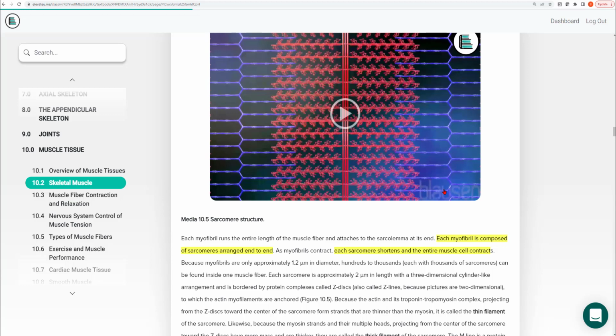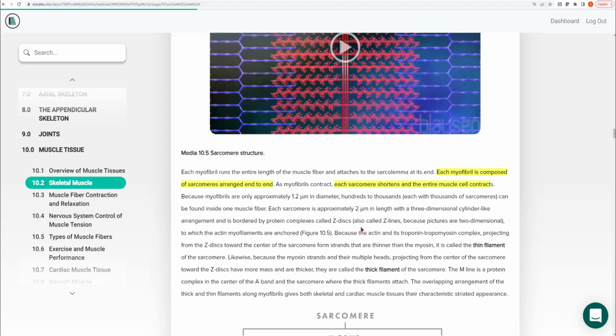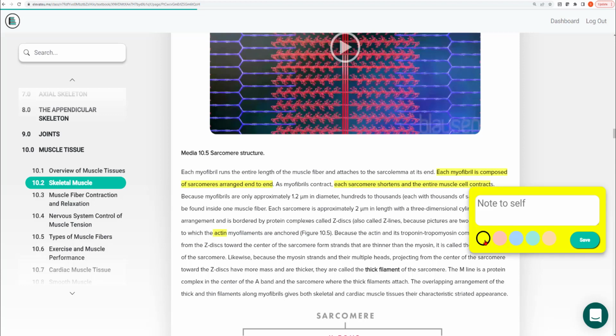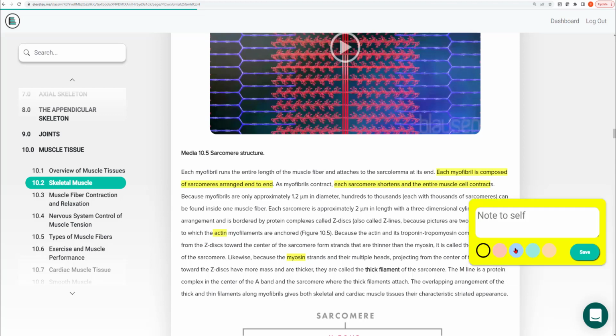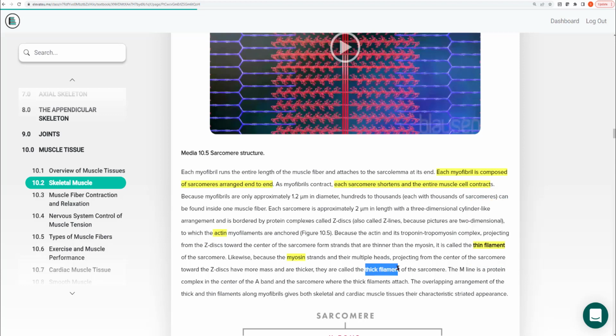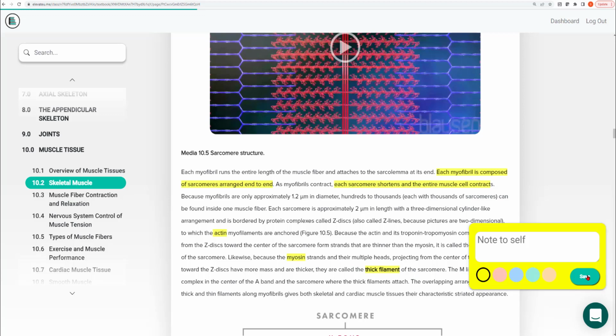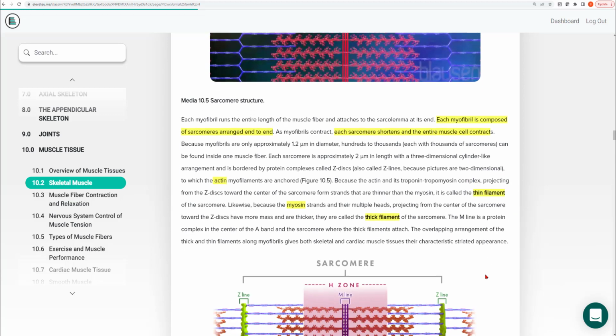Within the sarcomere, we have overlapping proteins, and these proteins are called the myofilaments. Myofilaments come in two flavors: actin and myosin. Actin is referred to as the thin filament, and myosin is referred to as the thick filament within the sarcomere. So let's take a look here.